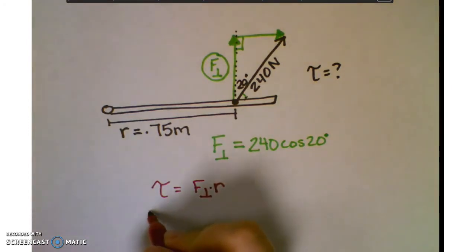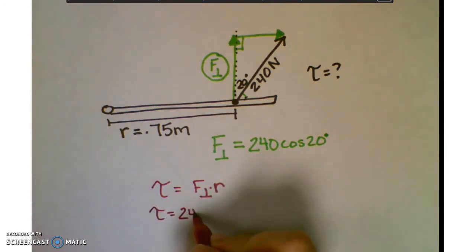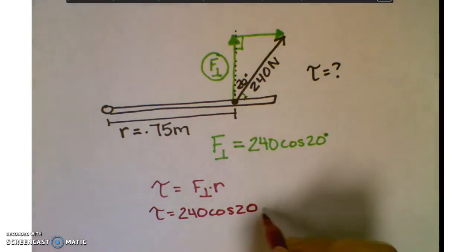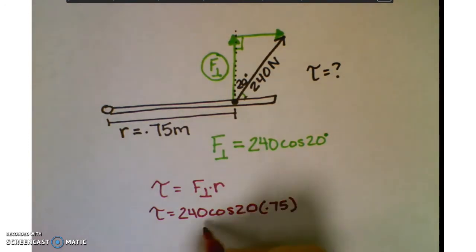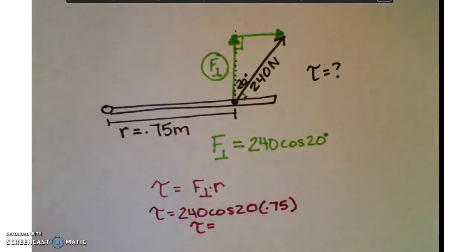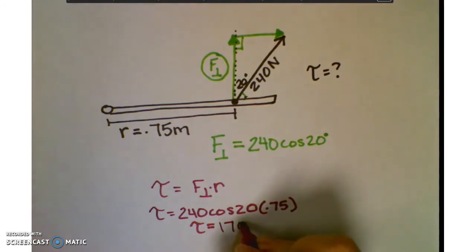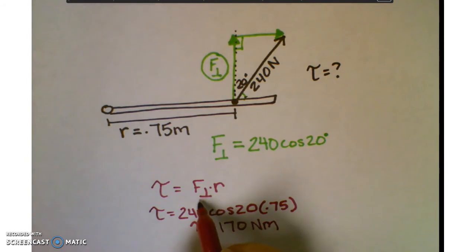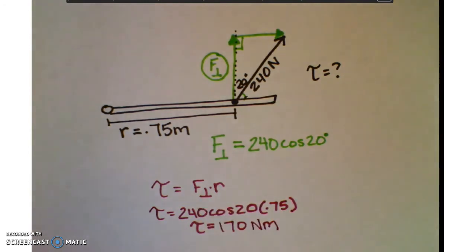I'm going to substitute 240 times the cosine of 20 degrees in for force perpendicular, and I'm going to multiply that by 0.75 meters. So my net torque, when I type this into my calculator, I get approximately 170 units of torque. Now let's remember our units for torque are newton meters, and again, that's because we're taking a force and multiplying it by a distance. Okay, there's example 1.